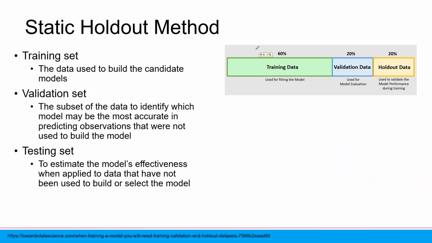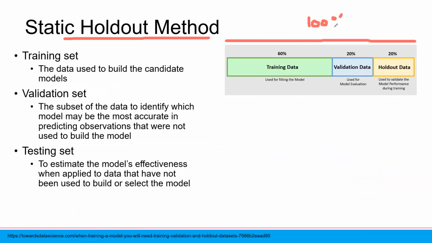We have the static holdout method because, let's say we have our data set. This is the 100% data set. Among the data, we will split it: 60% of the data will be used for the training, 20% of the data we are going to put as the validation data, and the remaining 20% we will use as the holdout data.